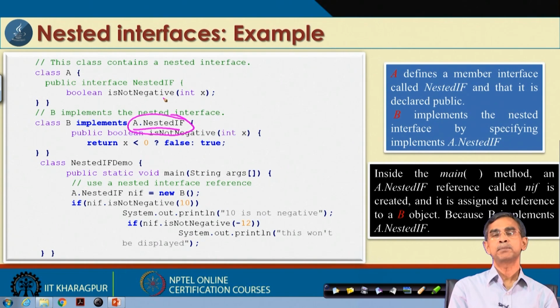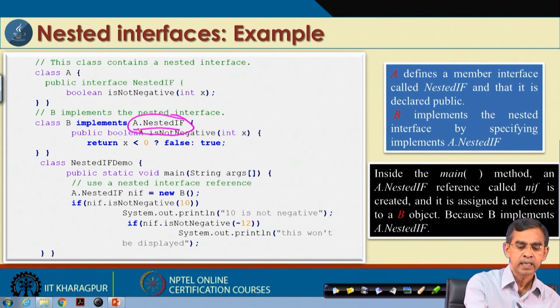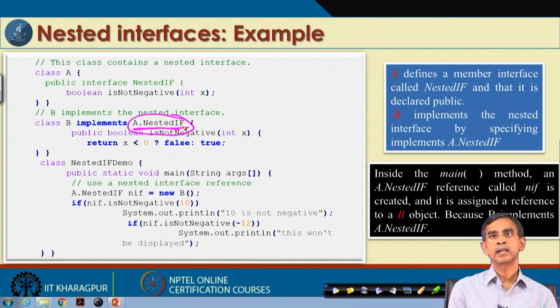Otherwise, if an interface with the same name appears somewhere else, it can give what is called ambiguity. In order to resolve this, we have to explicitly mention which class this interface belongs to. That is why the specific location is mentioned, that is A dot nestedIf, which means this is a nested interface inside the class A.